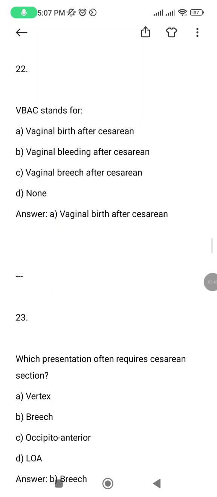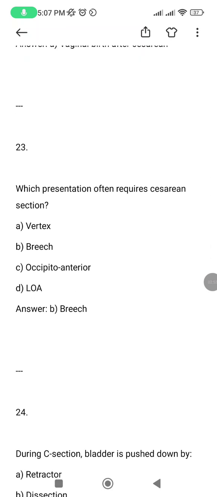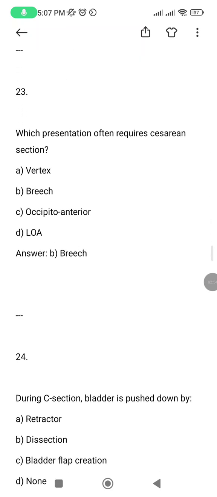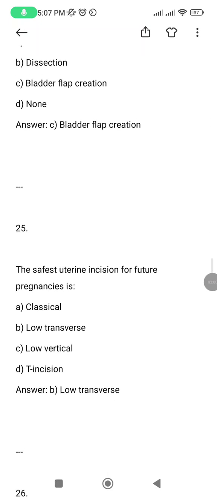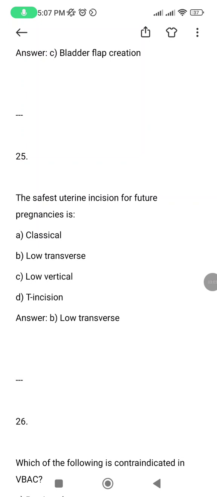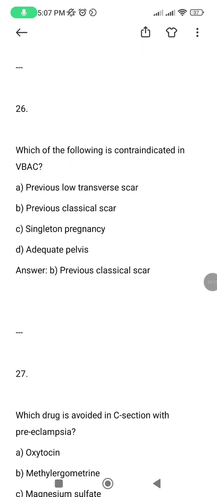VBAC stands for vaginal birth after cesarean. Which presentation after recurrent cesarean section? Breech. During C-section, bladder is pushed down by bladder flap creation. The safest uterine incision for rupture prevention in future pregnancies is low transverse. Which of the following is contraindicated in VBAC, previous classical scar?